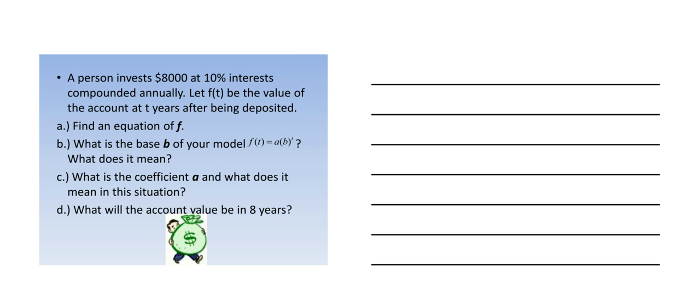A person invests $8,000 at 10% interest, compounded annually. Let f of t be the value of the account at t years after being deposited. A. Find the equation of f. B. What is the base b of your model f of t equals ab to the t?